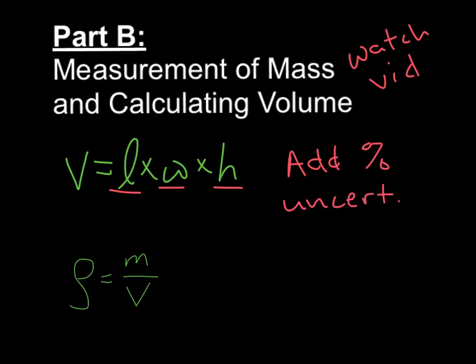So you'll say, oh look, length is 3% off, width is 3% off, height is 4% off. So your error percent would be 3 plus 3 plus 4, which would equal 10%, which is a little high for this lab, but that's all right. Then you're going to calculate density, which is mass over volume. And again, since you're dividing, you're still going to add your percent uncertainties.